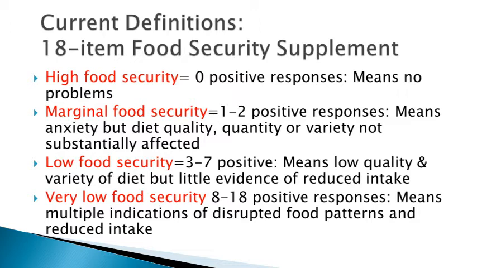Low food security is 3 to 7 positive responses. It depends. If this is a household that does not have children, then you're not asking any of the questions that relate to kids. You skip all of those if it happens to be an elderly couple, because you don't have to ask if the kids are going without food when there are no children in the household. So the range of questions that will trigger low food security will vary depending on whether it's a household with children or not. But this means that the quality and variety of foods is very likely to be affected, and maybe some reduced intake among adults, but probably not children. And then 8 to 18 positive responses means there are multiple indicators of disrupted food patterns and reduced food intake.